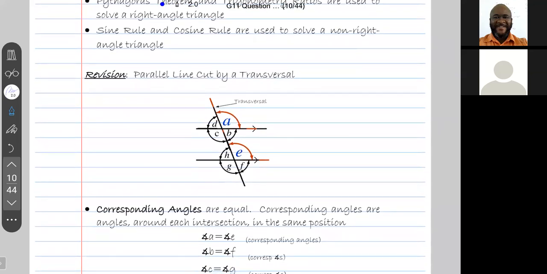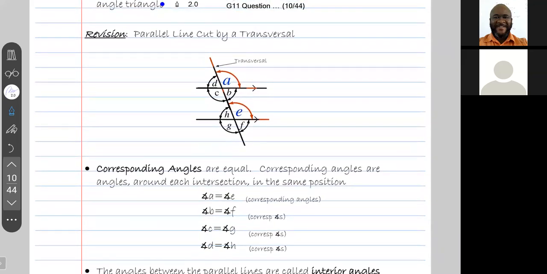This knowledge is important because when you deal with bearing, you're going to deal with north, south, east, and west lines. Two north-south lines are parallel and two east-west lines are parallel. So it's important that we review our knowledge of parallel lines cut by a transversal. In this diagram, we have 2 parallel lines, with arrows on them going in the same direction. The straight line that cuts across 2 or more parallel lines is called a transversal.